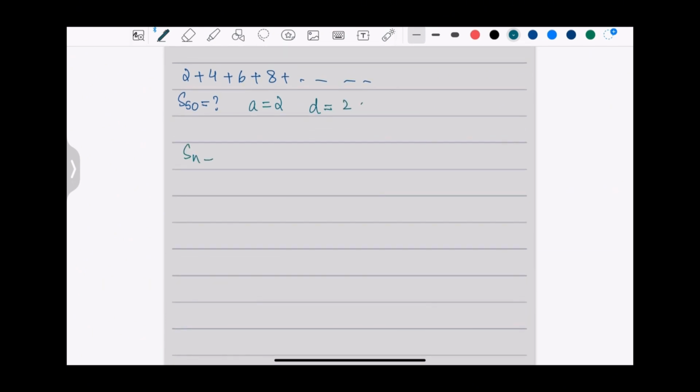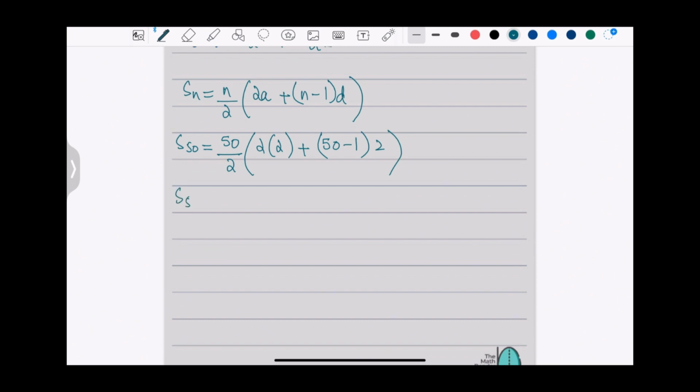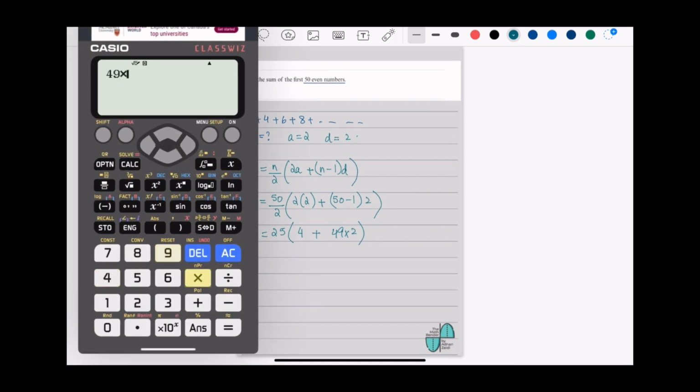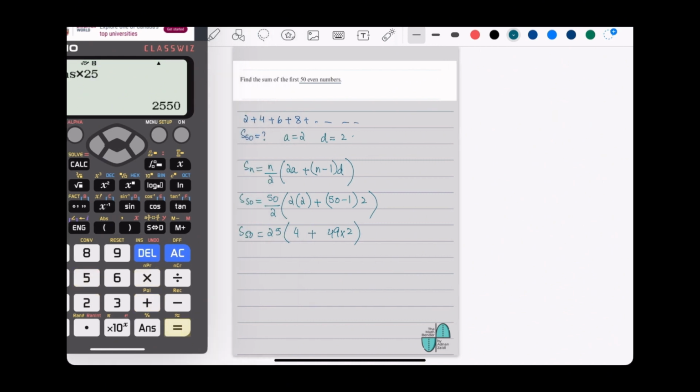We know that Sn is equal to n over 2 times 2a plus n minus 1 into d. And S50 is 50 over 2, 2 times 2 plus 50 minus 1 times d. So S50 is 25 times 4 plus 49 into 2. So 2550.